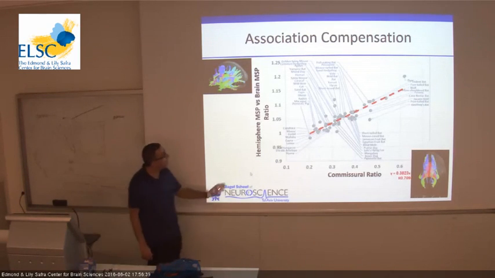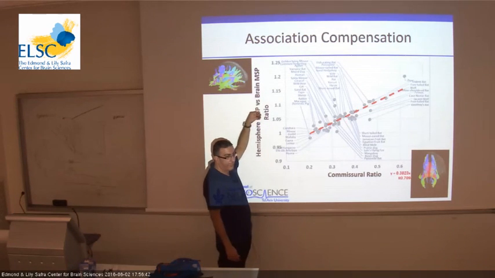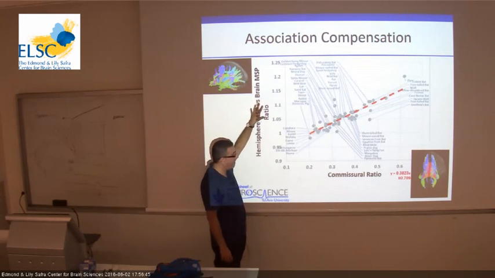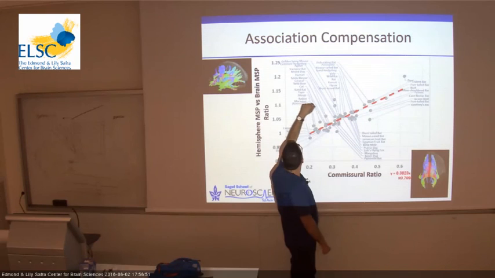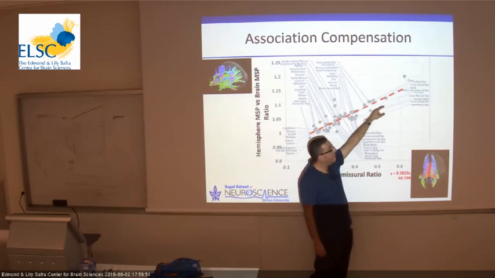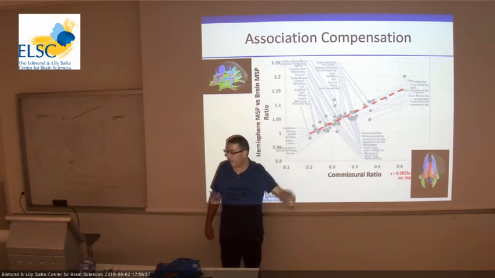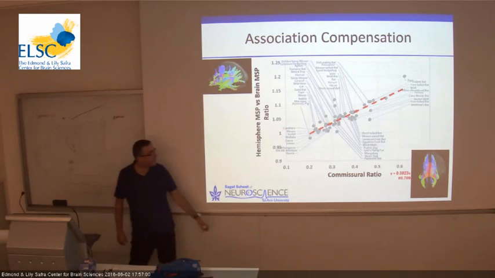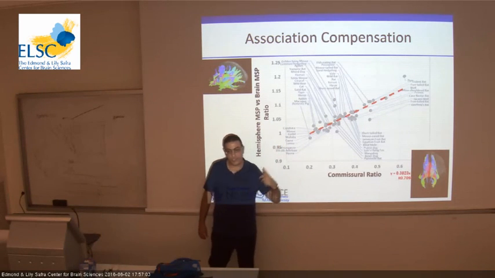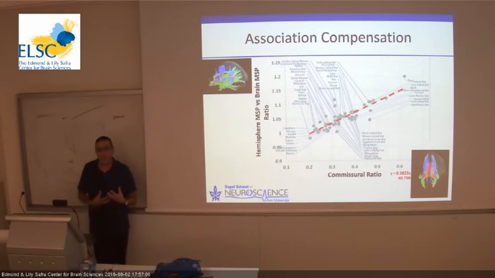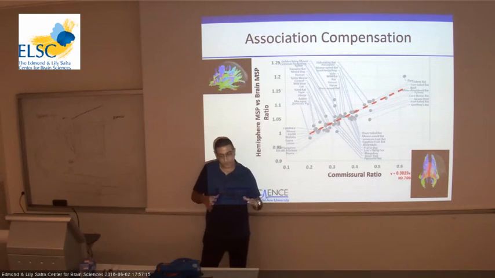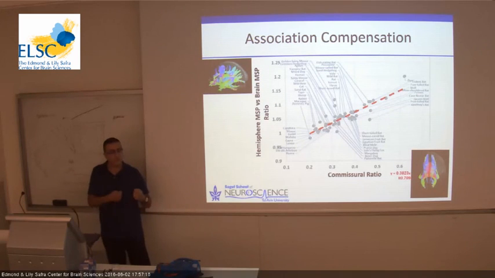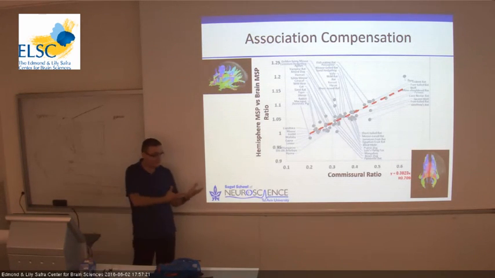And in the end, when you see the mean short path within a hemisphere, this is the association mean short path, and the commissural ratio, you see very nice compensation, because animals that have very high commissural ratio have less efficient mean short path, and those that have very low commissural ratio have more efficiency in the transmission of information within the hemisphere. So it compensates in a way that at the end, the entire mean short path that you measure sticks to a certain amount of efficiency. If you believe that these measures are meaningful.